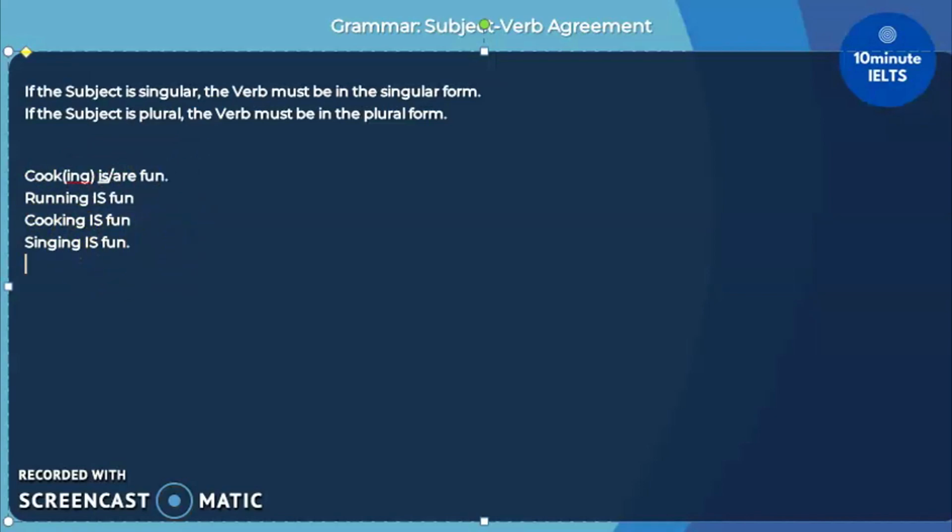This is also the same rule when we talk about adjectives as subjects. For example, the rich is or are donating to the poor. Should I say the rich are donating to the poor or the rich is donating to the poor? The rule with subjects that are adjectives initially is that we will always use the plural form. So the rich are donating to the poor.